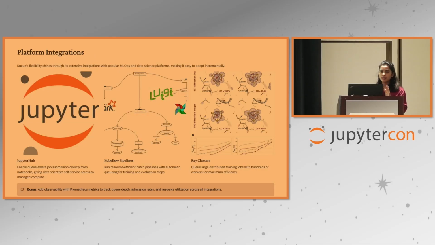Yeah, so like I said, there are many platform integrations, and here Kueue's flexibility is definitely extensive, and it's popular among multiple integrations like MLOps and data science platforms. If you see, there is JupyterHub, which is again very famous. We regularly use it for college purposes, and also for queue-aware job submissions, running resource-efficient batch pipelines, and again Ray clusters.